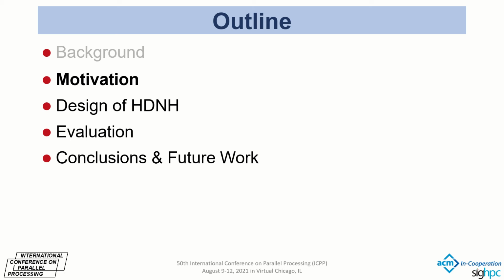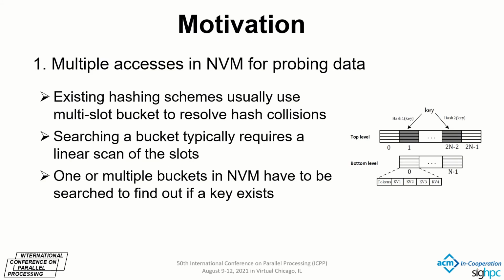In the second part, I want to introduce our motivation. The first problem is multiple accesses in NVM for probing data. Existing hashing schemes usually use multi-slot buckets to resolve hash collisions. Searching a bucket typically requires a linear scan of the slots. One or multiple buckets in NVM have to be searched to find out if a key exists.